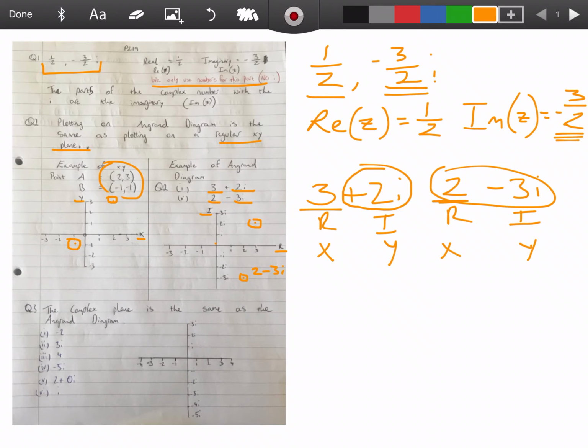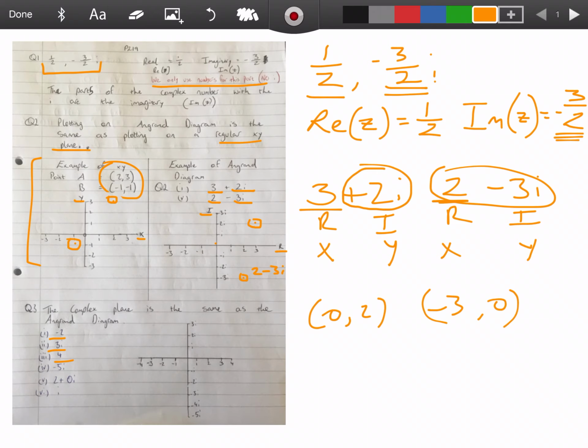The next one then, question 3, all we're being asked to do is the same thing, to plot them. But you might be thrown off because they're just individual numbers here. So you've got minus 2, 3i, 4, and so on. You have to think about this like you would be given a plotted point on the XY axis. Again, imagine it was 0, 2, or minus 3, 0. You have to think about it like that.